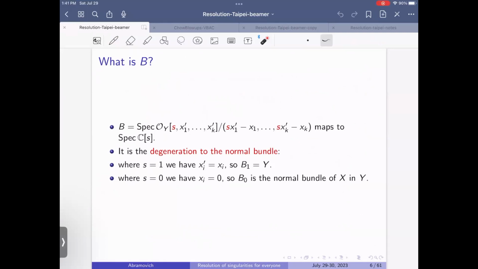So on the one hand, you can recover the deformation to the normal bundle from the blow-up, as you see in Fulton's book. On the other hand, in some sense, the deformation to the normal bundle is more fundamental than the blow-up. You can recover the blow-up through the Cox construction from the deformation to the normal bundle. And as we'll see later, it enables us to make computations in an efficient way. Yes, there's a question there.